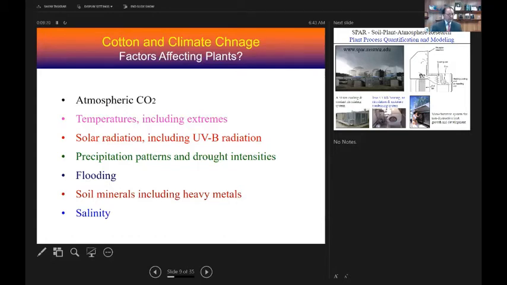Temperatures, including extremes, will have a drastic effect on plant growth and development. Radiation is an important component, including UV radiation also, as are precipitation patterns and drought intensities. Flooding also, though we haven't done much work on flooding. We started recently. And the soil minerals, including heavy metals, and the salinity also to a certain extent. Our lab started to work on multiple crops, including cotton, on salinity levels, but we haven't done a whole lot of work on salinity.